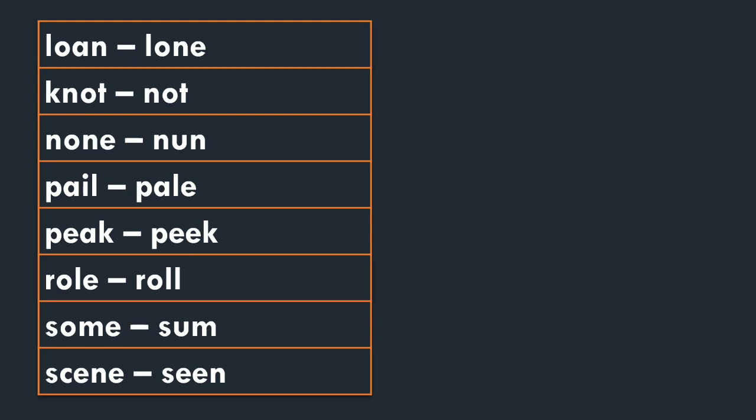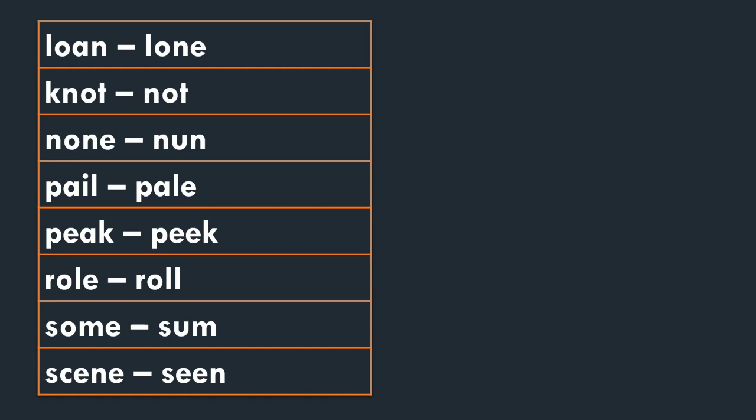Next is role, R-O-L-E, and role means the character that is played by an actor or actress in a film or drama. And next is roll, R-O-L-L, which means to turn something over and over again and move it in a particular direction to make a round object.